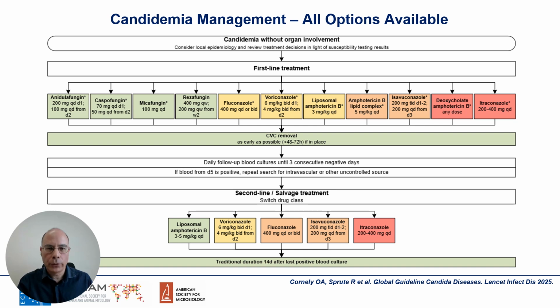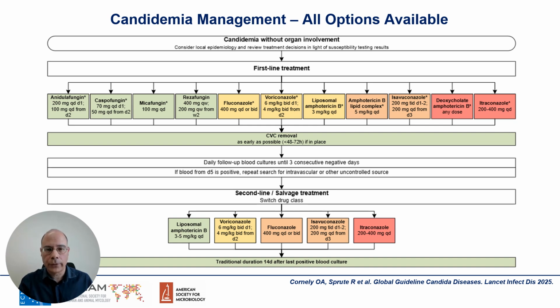When all therapeutic options are available, echinocandins are the recommended first-line treatment in most clinical scenarios. Blood cultures should be repeated daily until persistently negative, defined as negative cultures for 3 consecutive days. The first of these negative culture days is the date from which the duration of treatment is determined.